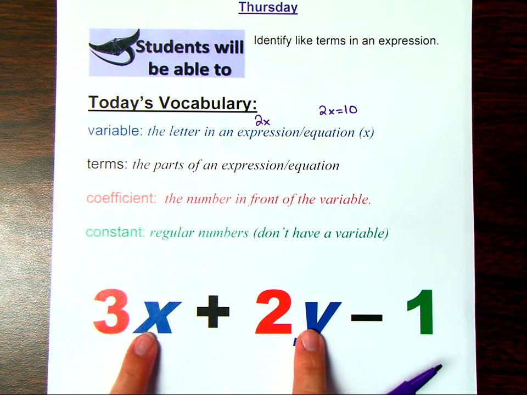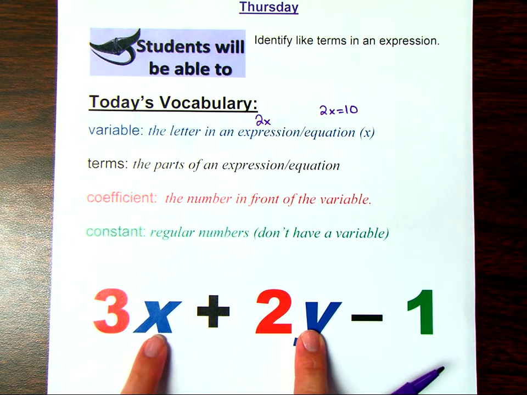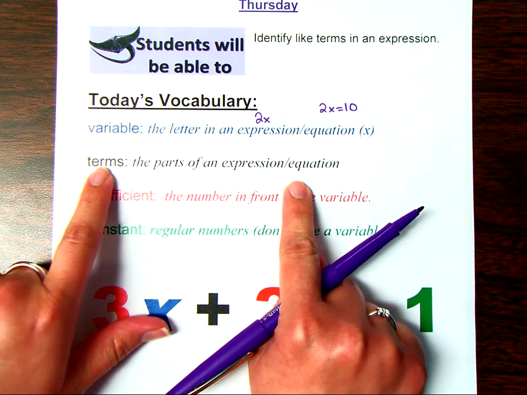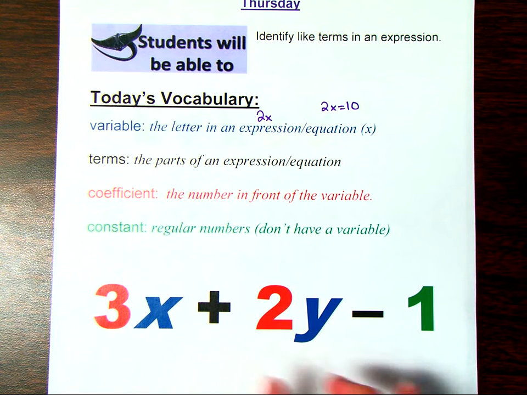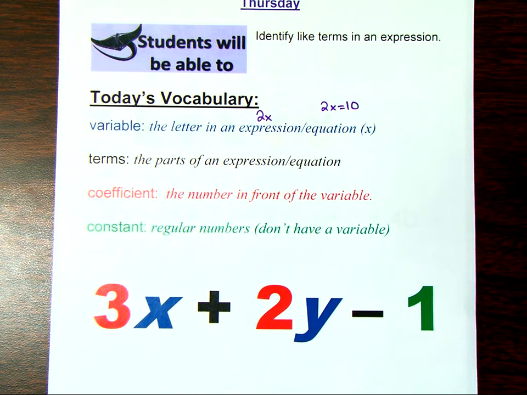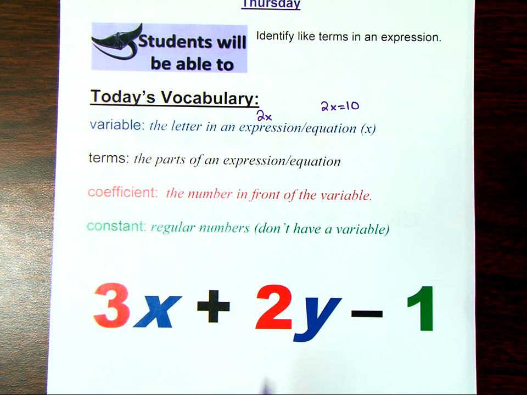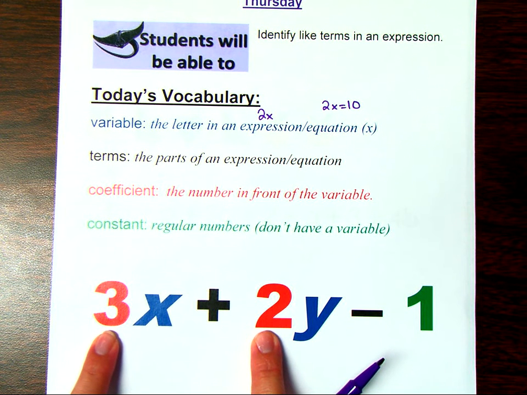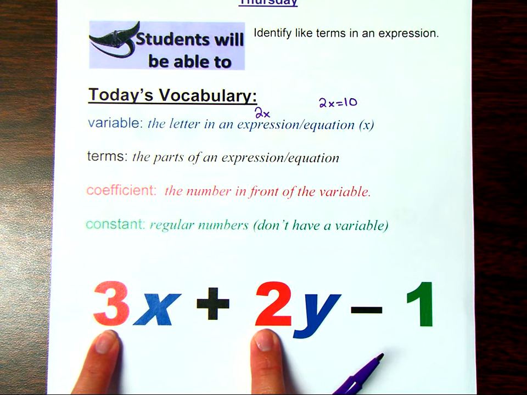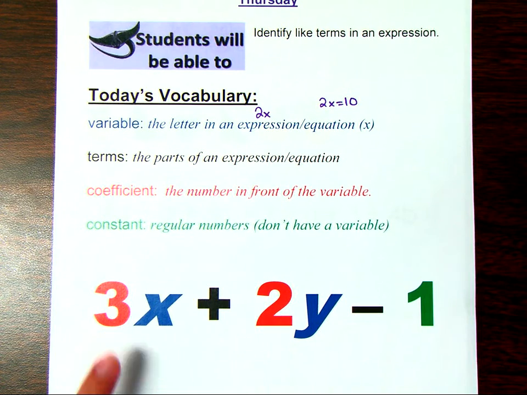So down here, that's why we color coordinated in blue. We have the variables. Terms are going to be the parts of the expression or equation. So 3x is a term, 2y, and then the 1 is a term. So that's going to be the parts of what's happening. The coefficient is here in red. That is the number in front of the variable. It could be a whole number, a decimal, a fraction. Anytime that number is in front of the variable, it is the coefficient.